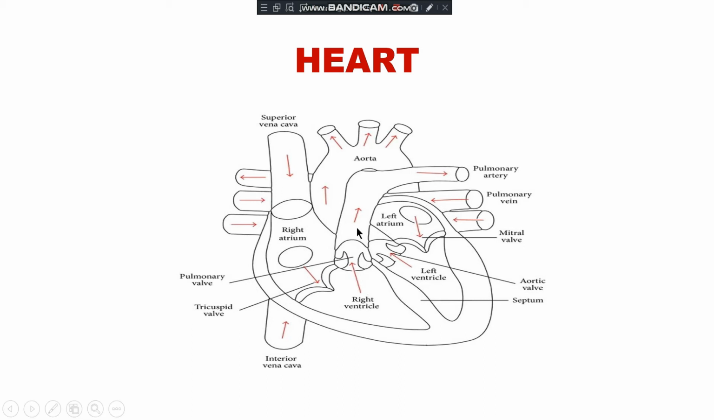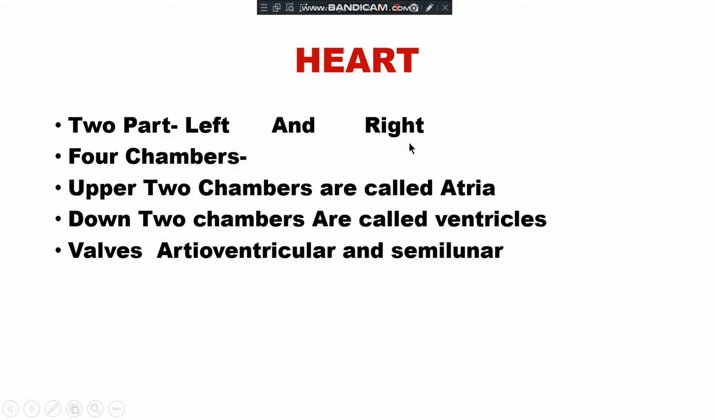From the right ventricle, it is carried by the pulmonary artery to the lungs. There, exchange of gases takes place and the blood becomes oxygenated. That oxygenated blood is brought back to the heart by the pulmonary vein. It is poured into the left atrium. From the left atrium, it comes to the left ventricle, and through the aorta, it goes to all parts of the body.